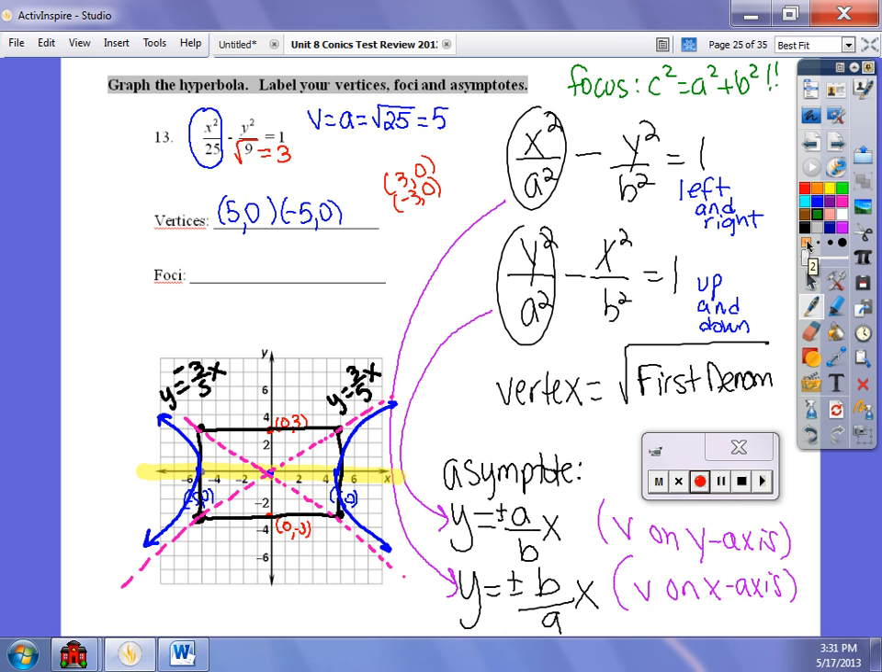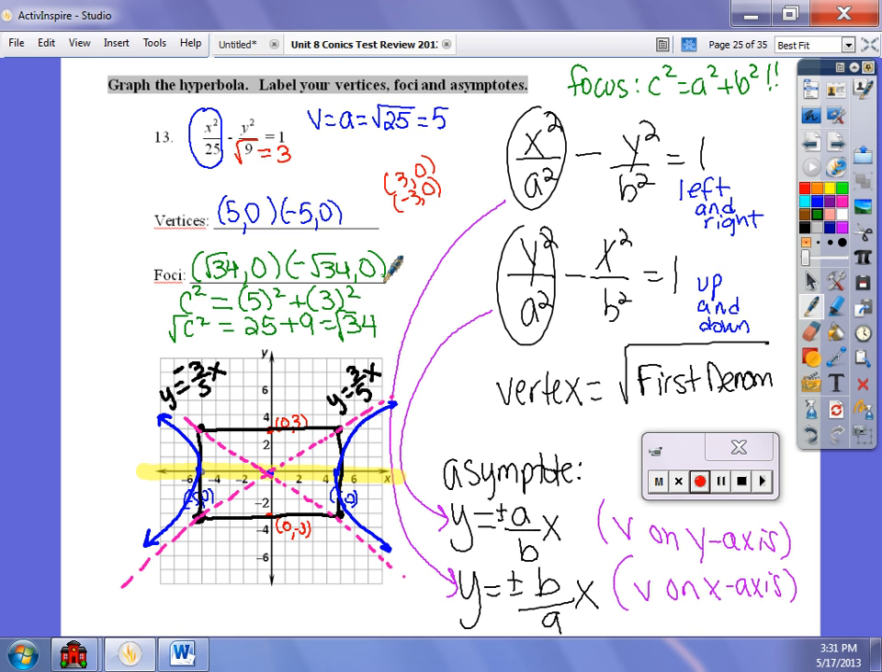Now the last thing is the focus. The formula for focus is the Pythagorean theorem. So it's c squared equals 5 squared plus 3 squared. So c squared is equal to 25 plus 9, which is equal to 34. So if c squared is 34, then c is equal to square root of 34. And you have to write it twice.